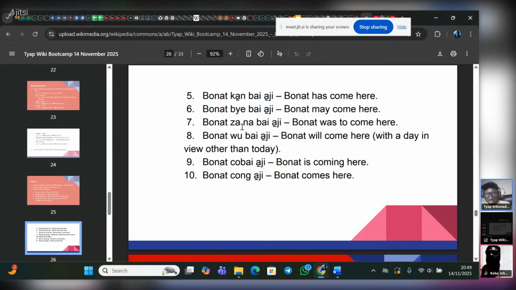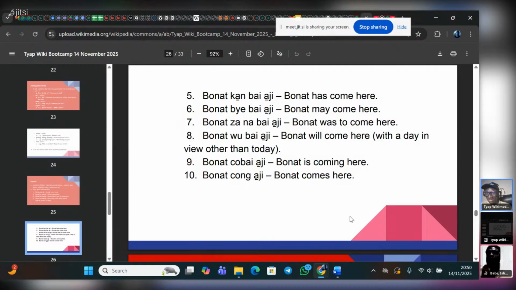So we also have the next one, which is Bonat ubayeji. Bonat will come here. It has to be tomorrow actually. So it's definitely tomorrow. It's definitely that Bonat will come, but it's in the future. Then Bonat chobayeji, that Bonat is coming here. And then we have Bonat chongeji. That means Bonat is a constant customer here. He usually comes here habitually. Bonat chongeji.